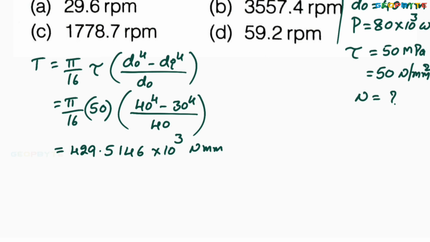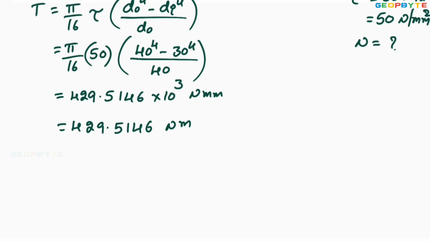Let us convert it into Newton meter. It is equal to 429.5146 Newton meter. That is the torque. Then what is the power? Power P equal to 2 pi NT by 60.